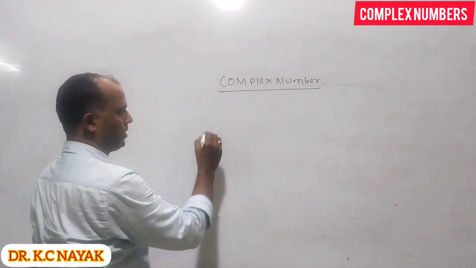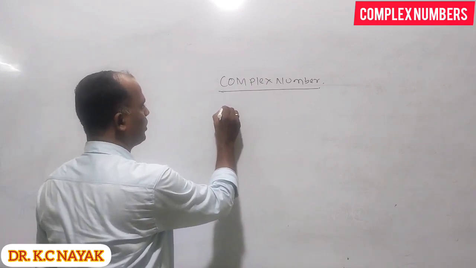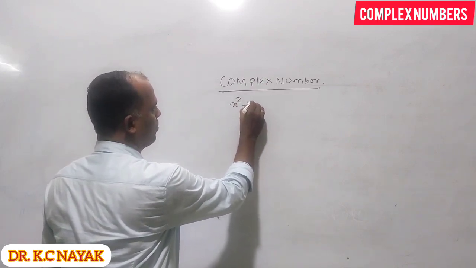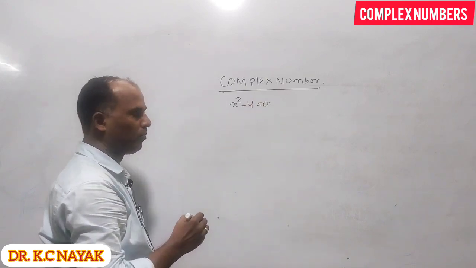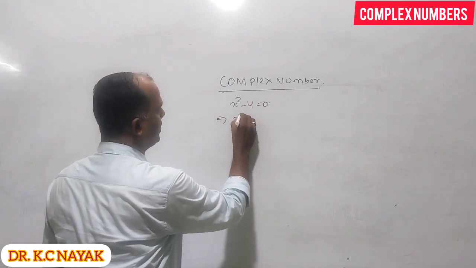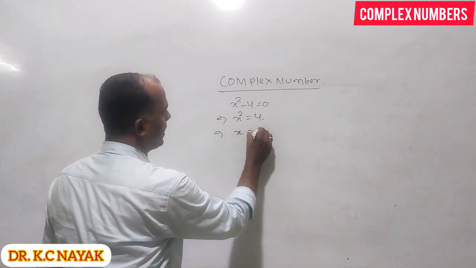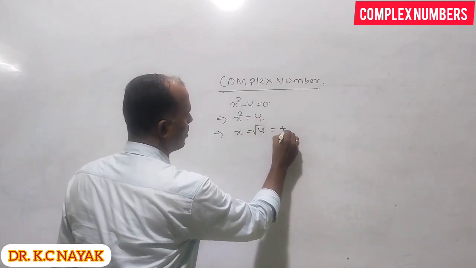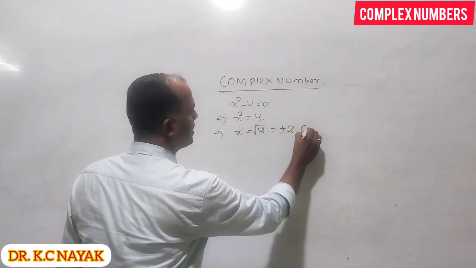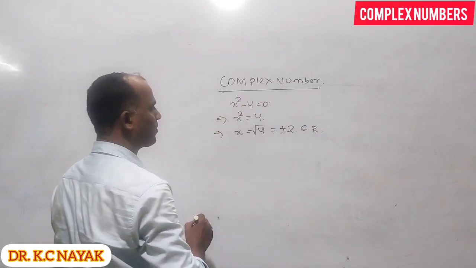Just you see, my students. Suppose I have an equation x square minus 4 is equal to 0. x square is equal to what? 4. What is the root? What is the value of x? Root 4 is plus minus 2, which belongs to the real numbers.